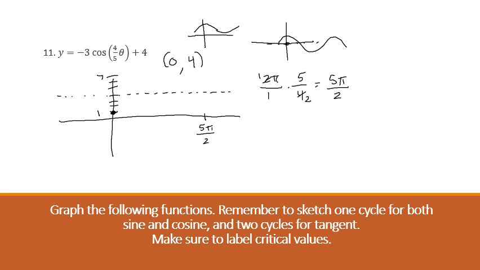And what's nice is since we started at 0, we don't have to add. It's 0 plus 5 pi halves. So it is at 5 pi halves. So we started here and we'll be back there again at 5 pi halves. We'll be up to the top in the middle, and we cross our midline in between, and then draw in your cosine graph.